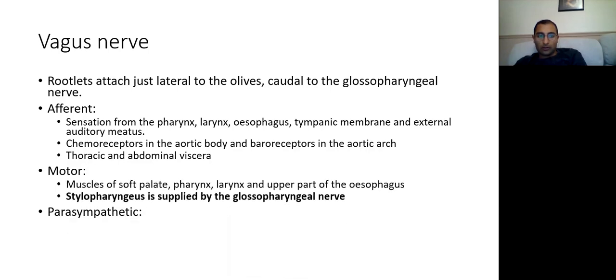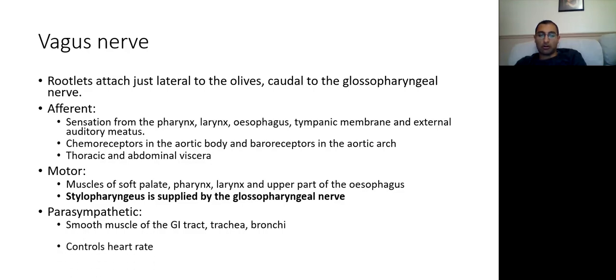The motor function: again, the muscles of the soft palate, pharynx, larynx, and upper part of the esophagus. However, just bear in mind that the stylopharyngeus muscle, which we covered last week, is supplied by the glossopharyngeal nerve. The vagus nerve is also involved in the gag reflex. The sensory part is from the glossopharyngeal nerve, and the motor part is from the vagus nerve. And then parasympathetic: smooth muscle contraction of the GI tract, trachea, bronchi, and it also supplies the heart rate, the heart.